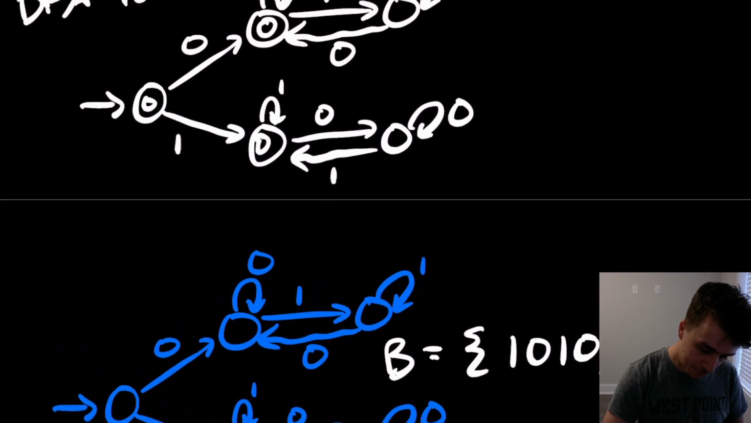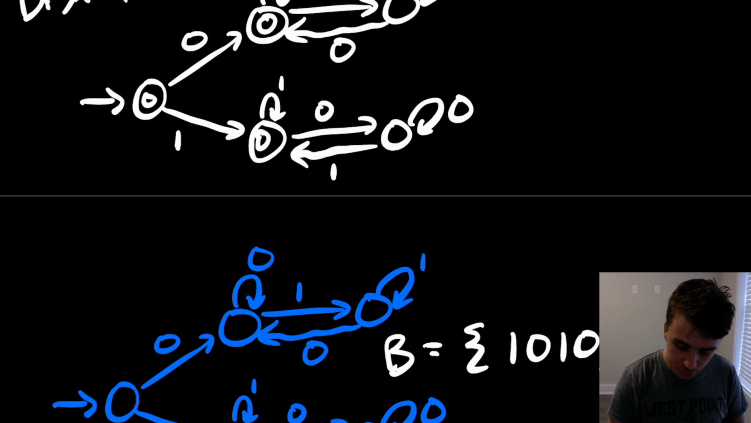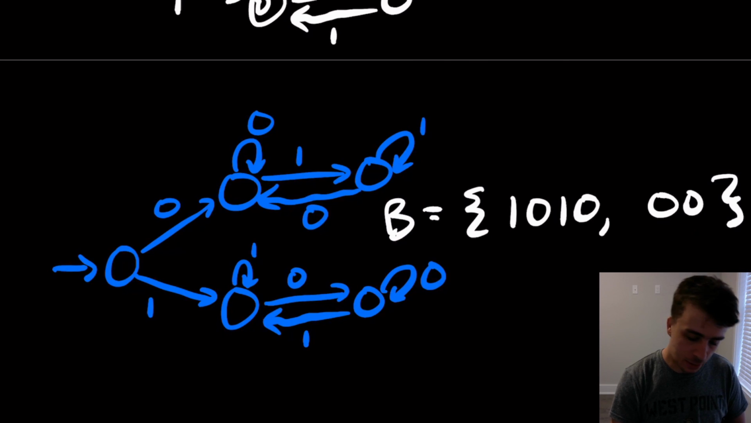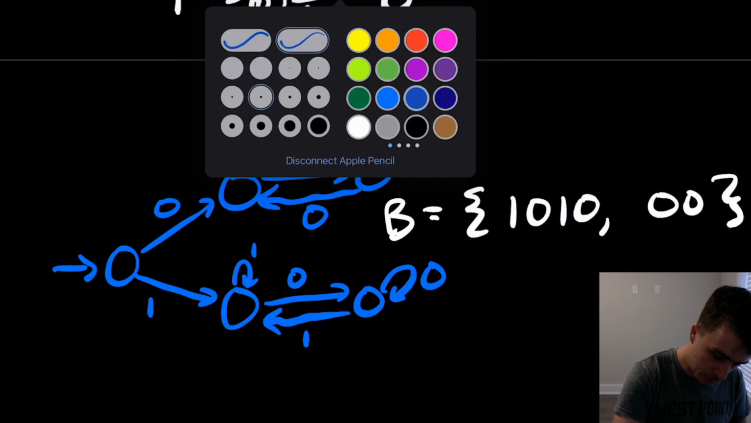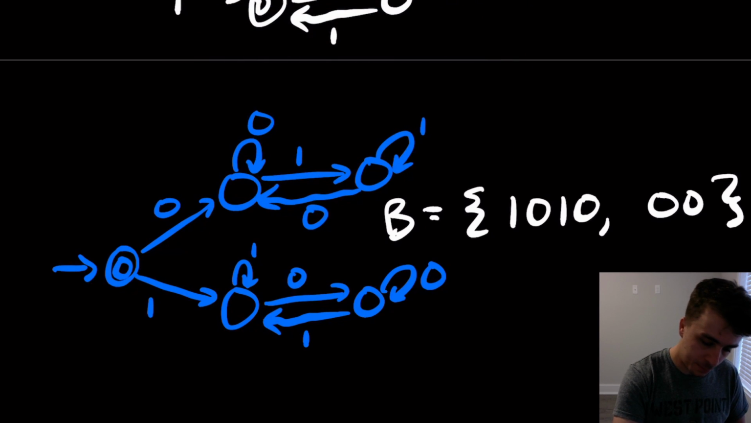So let's just consider 0, 0 for every single state here. Is there a way to read from this state right here, going to a final state, reading 0, 0 from here? And it turns out yes, because I could read 0, 0, and this state was final before. So I'm going to mark this starting state as being a final state.